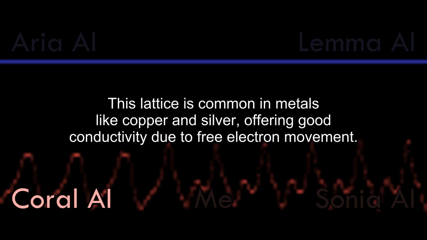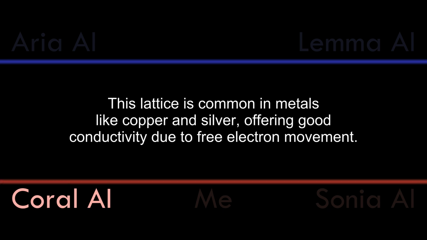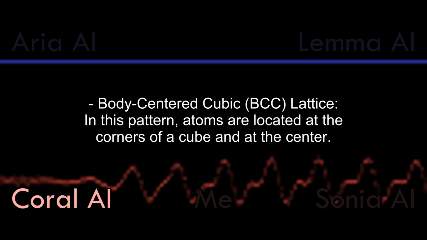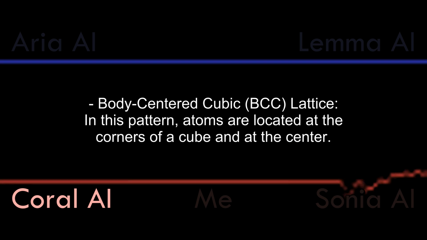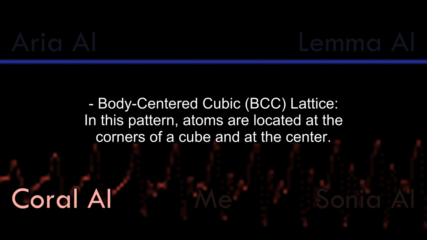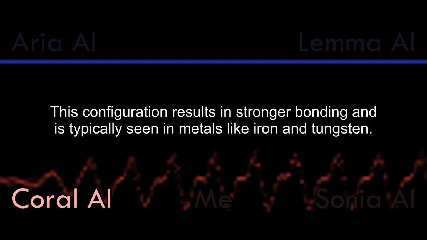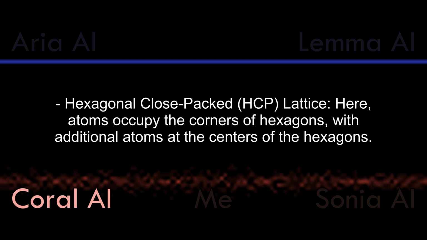This lattice is common in metals like copper and silver, offering good conductivity due to free electron movement. Body-centered cubic BCC lattice, in this pattern, atoms are located at the corners of a cube and at the center. This configuration results in stronger bonding and is typically seen in metals like iron and tungsten.